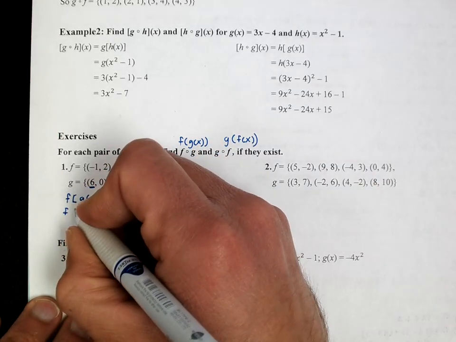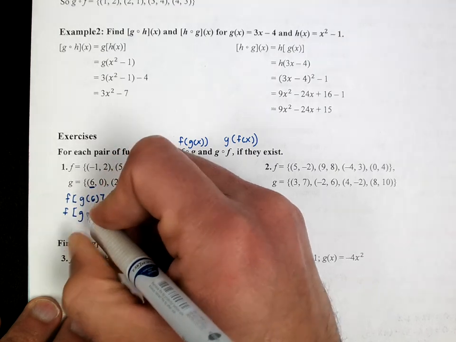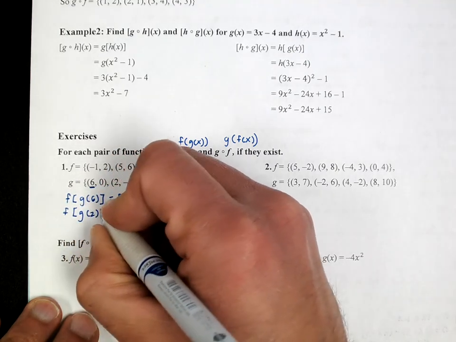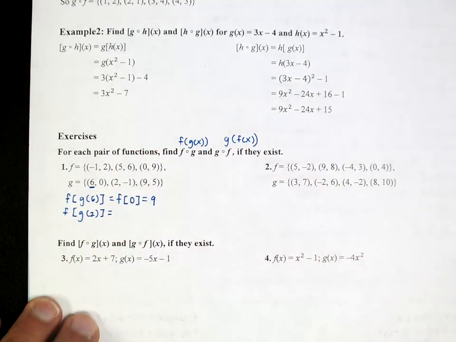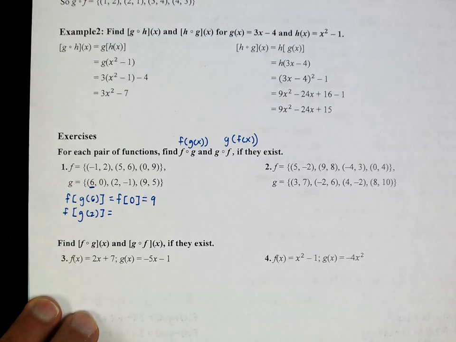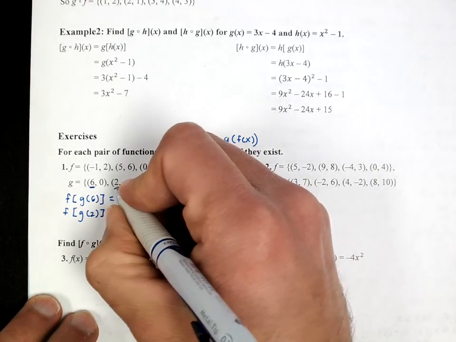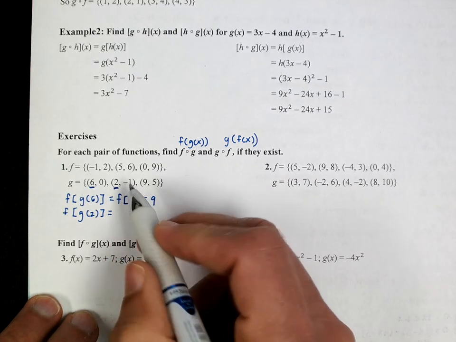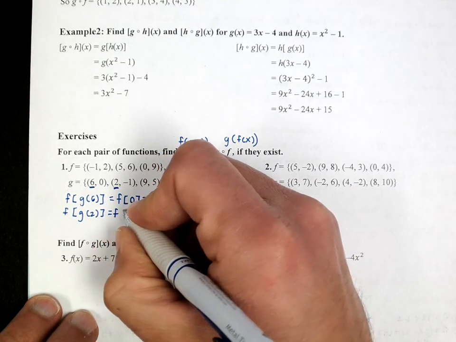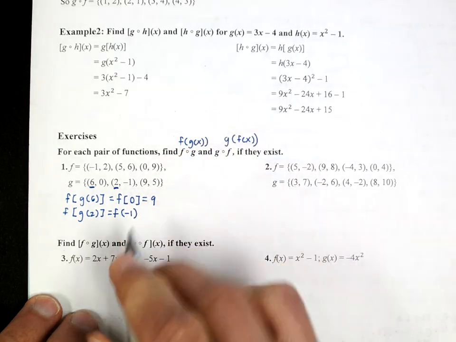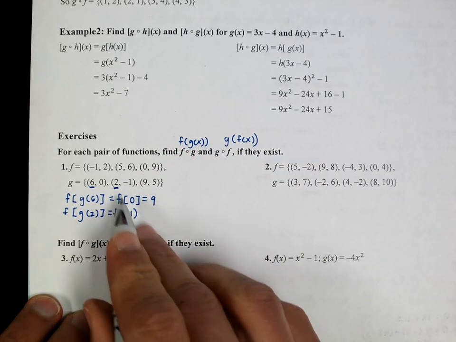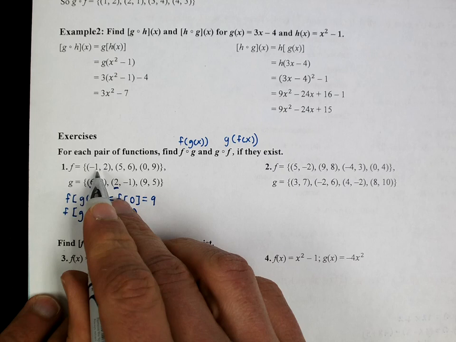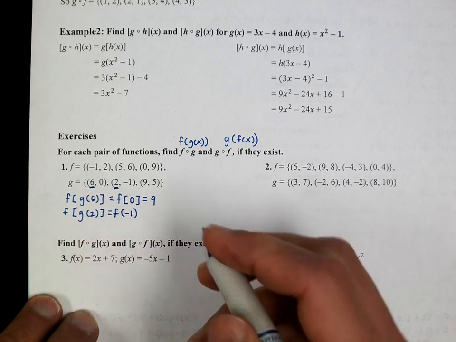Alright, let's do one more. So if you have f of g of 2, then what you're going to do is the same idea. You're going to go to, notice that I'm going in order. Alright, so g of 2, that will give you -1. So this would be f of -1. Now f of -1, you're going to come up here and then see what the output is. If this is the input, the output is 2. So this would be 2.